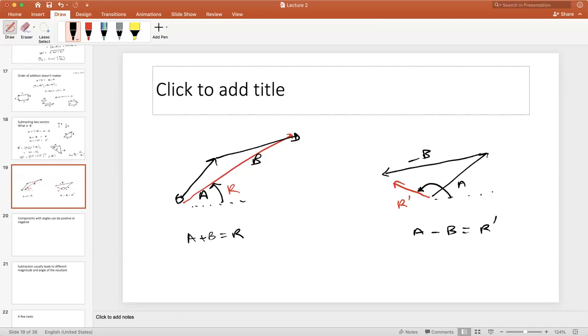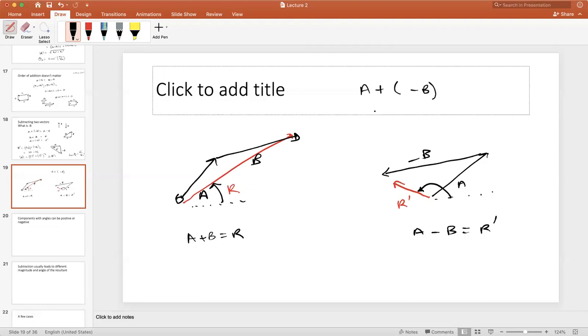So in general, even though subtraction is the same as adding a negative vector, subtracting a vector can give you a very, very different result. Vector addition is commutative, meaning the order doesn't matter. But when you start to have negative signs, things become a mess.